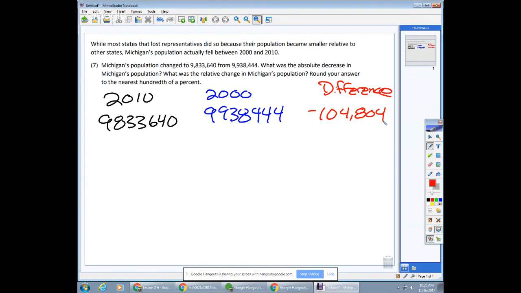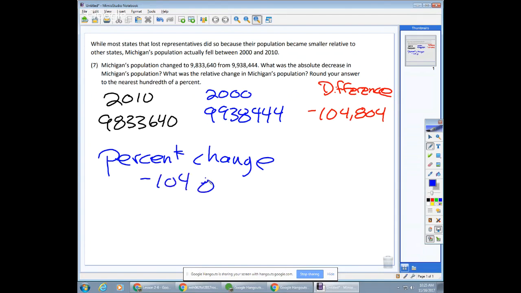I can't remember the calculation on how they do that, but they divvy it up every 10 years based on the U.S. Census, who gets what. So this means we have a drop in population. Next we want to calculate the percent change, which would be to take that negative 104,804 and divide by the 2000 population, because that's our base amount.